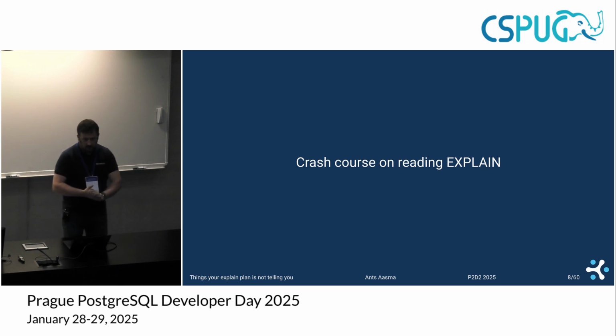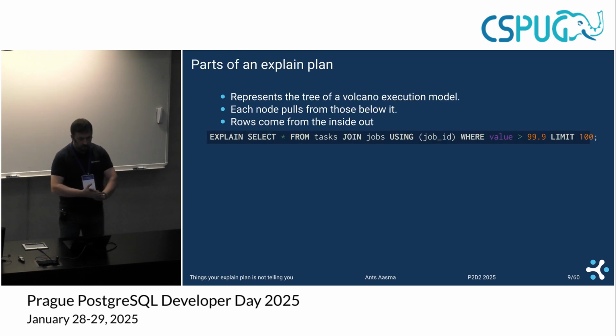So let's start with a crash course on how to read explain plans so we are all on the same page. Explain represents the Volcano execution model tree that Postgres builds internally to execute the plan. It's called the Volcano model because it's wide at the bottom, narrow at the top, and the rows come out from the top.